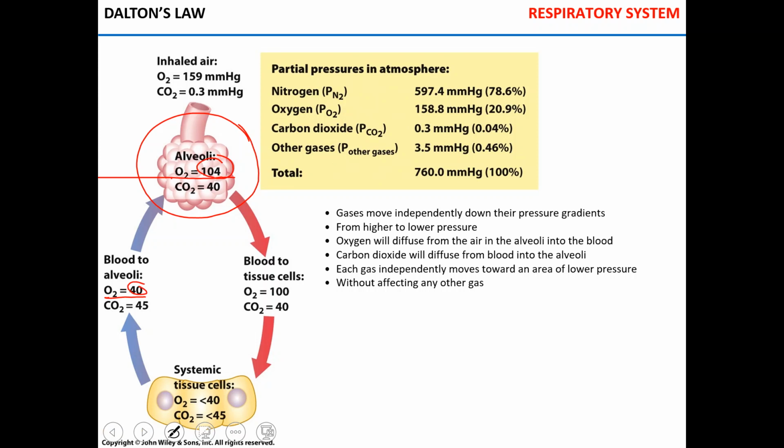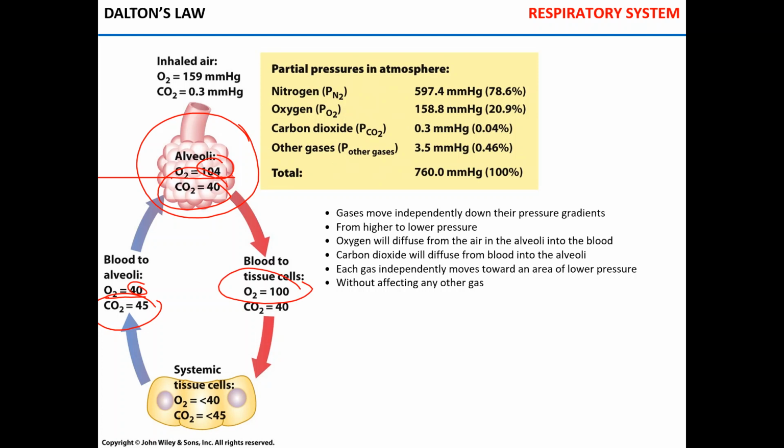So in the pulmonary capillaries, oxygen diffuses from alveoli into the blood. Now for carbon dioxide, the picture is opposite. The pressure of carbon dioxide in the blood is 45, and the pressure of carbon dioxide in the alveoli is 40. So carbon dioxide diffuses from the blood into the alveoli. Once the equilibrium is established, blood, highly oxygenated, moves towards systemic capillaries.